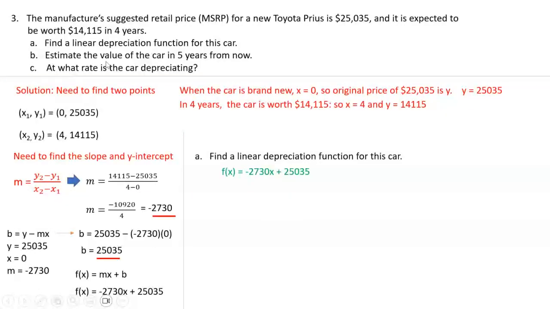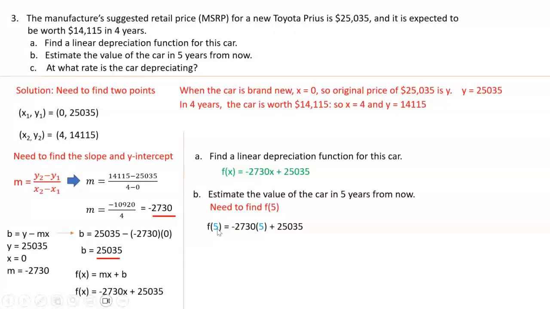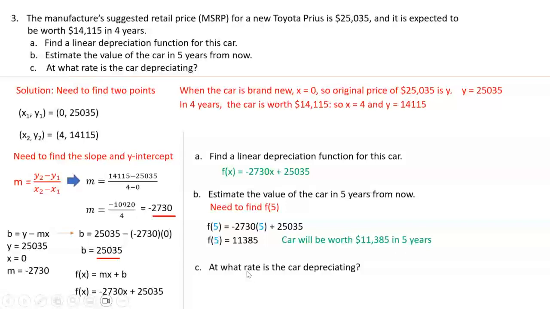Now for part B, estimate the value of the car in 5 years from now. So for part B, all we do is evaluate at f of 5. F of 5 means that I'm going to plug in 5 for the x. So it'll be negative 2,730 times 5 plus 25,035. And the result is 11,385. So for part B, the car will be worth $11,385 in 5 years.